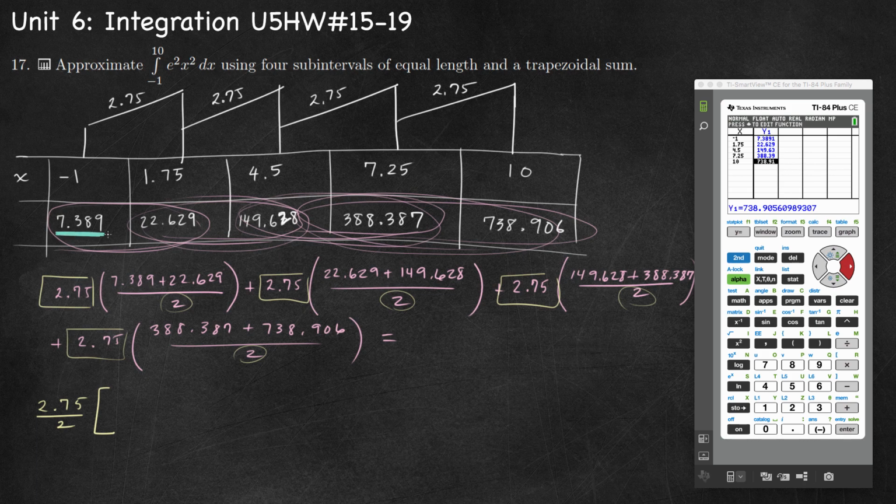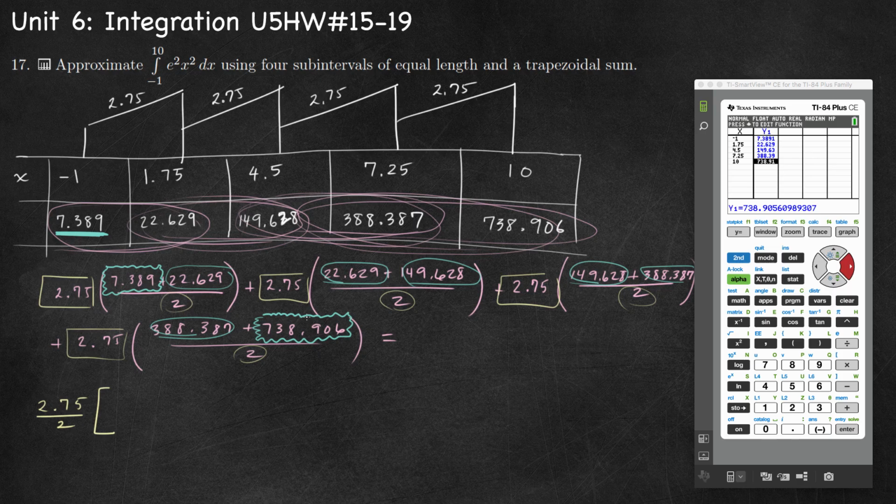7.389, that was my leftmost edge. I've got 22.629 in my calculation twice. It gets counted once in the first trapezoid, the right side, and then also in the second trapezoid, the left side. So that gets counted twice. My 149.628 gets counted twice. My 388.387 gets counted twice. The only ones that don't get counted twice are the very first edge of the first trapezoid and the very last edge of the last trapezoid. All the inner edges get used twice, once for the trapezoid on the left and once for the trapezoid on the right.